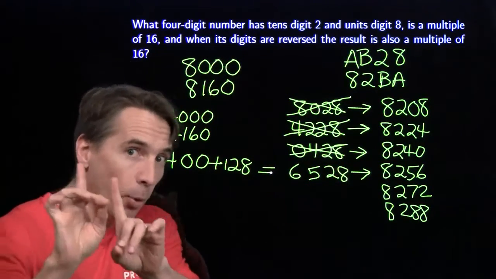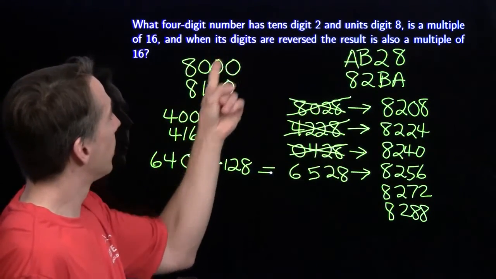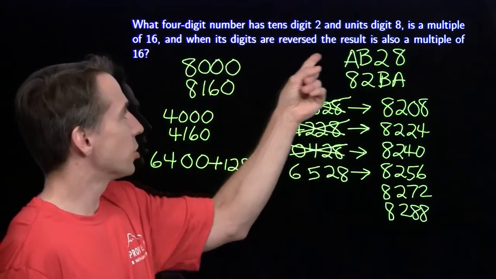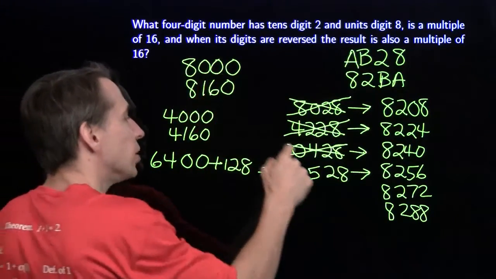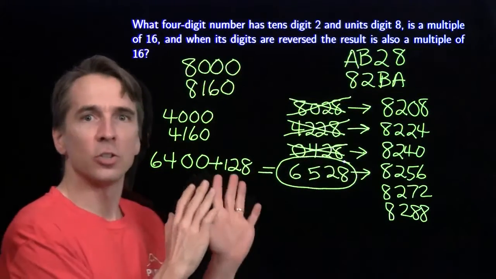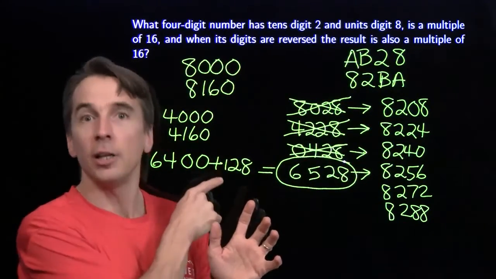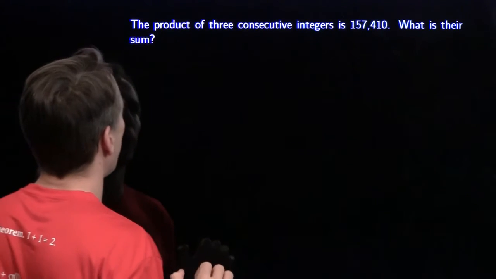So now, very important, go back and read the question. What four-digit number? When its digits are reversed, also a multiple of 16. The question is asking for the original four-digit number. We want this one right here, 6528. Got our hands a little dirty, found the answer. On to the next problem.